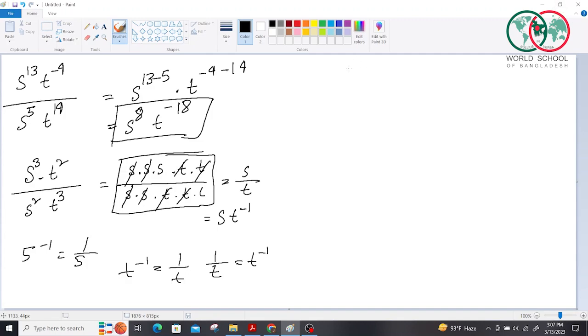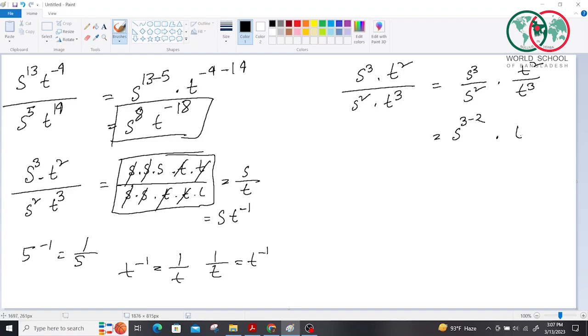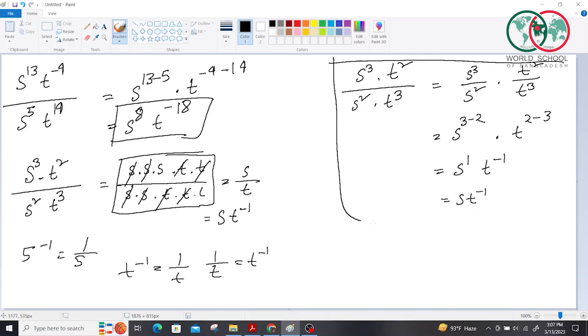Where we know that if it is in division form, like s cube into t square divided by s square into t cube, this means s cube is divided by s square, and t square is divided by t cube. So we simply write s to the power 3 minus 2 into t to the power 2 minus 3, and we get s to the power 1 t to the power minus 1, or s t to the power minus 1. See, same answer. So we will use this method.